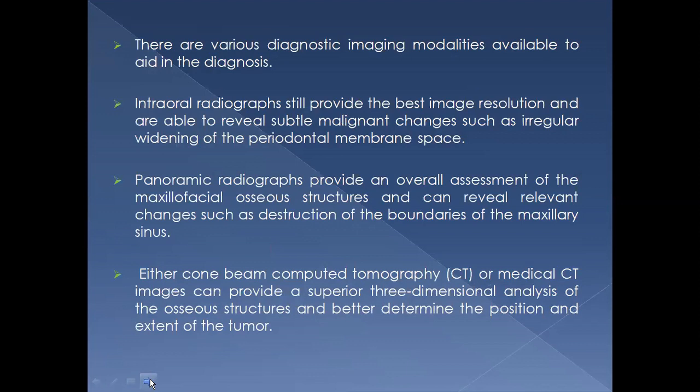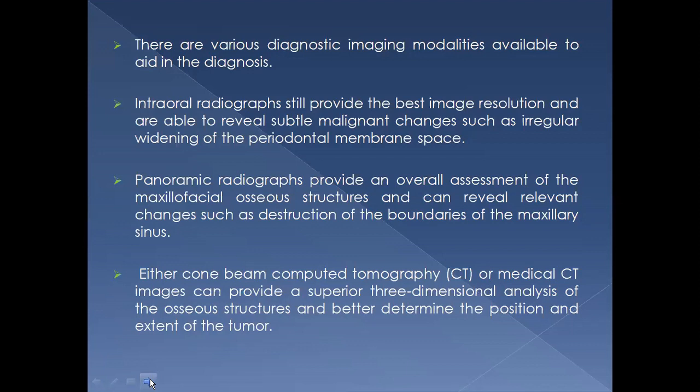There are various imaging modalities available to aid in the diagnosis of oral cancer. First and foremost, we should always start with the basic radiograph, that is the intraoral radiograph, which can provide the best image resolution and is able to reveal subtle malignant changes like irregular widening of the periodontal ligament space. The panoramic radiograph is the second ideal radiograph, which is helpful in the overall assessment of the maxillofacial osseous structures and can reveal relevant changes like destruction of the boundaries of the maxillary sinus.